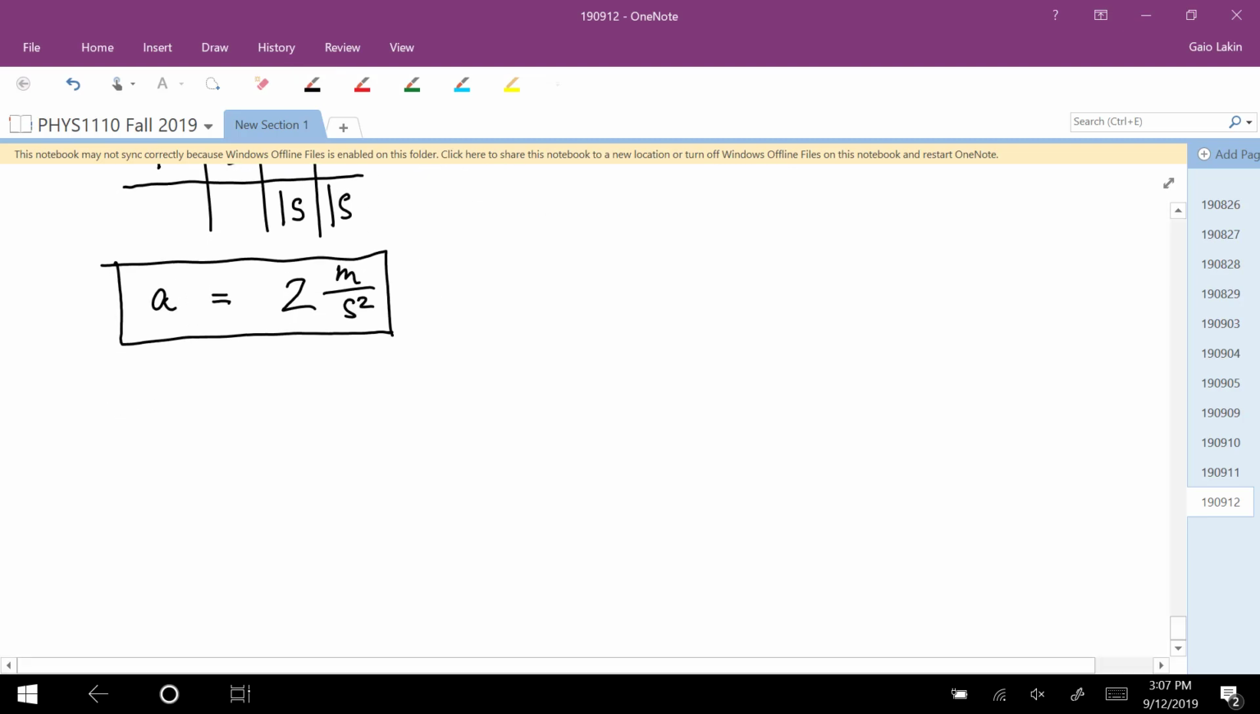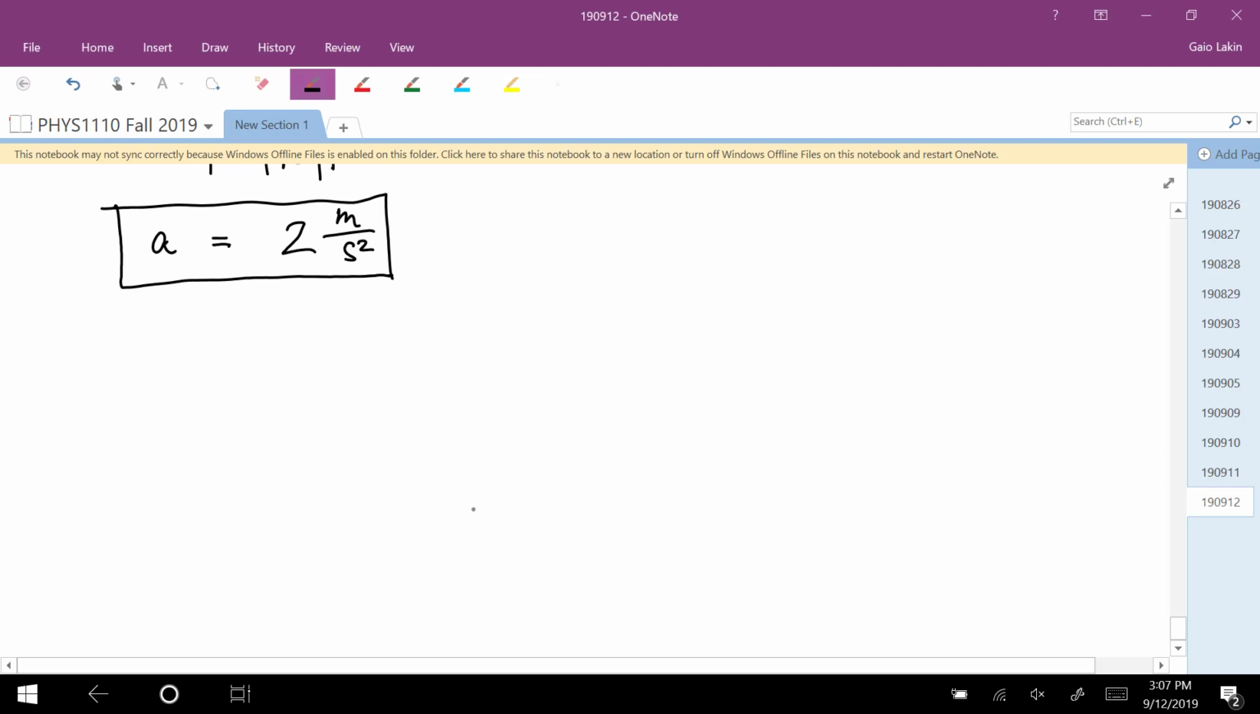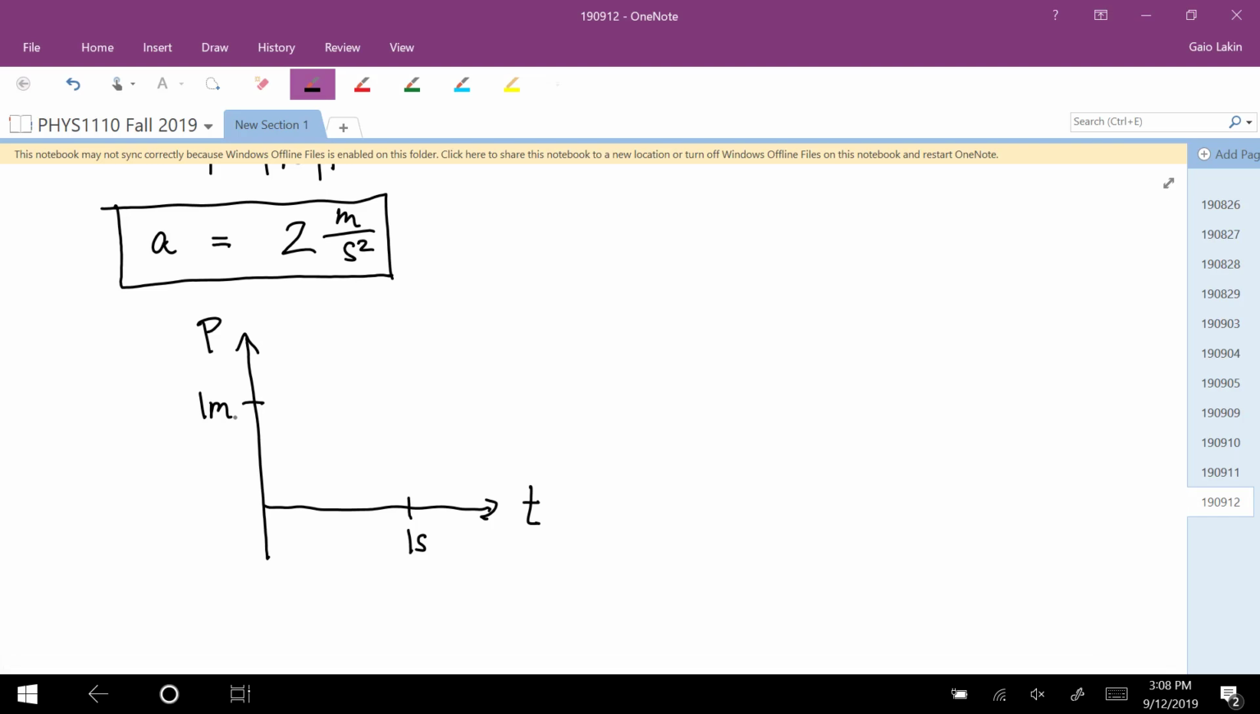Let's plot this out. So here's the position versus time graph. What are the times that matter in this example? 0 and 1 second. What are the positions that matter? 0 and 1 meter, yep. Okay, at time equals 0, what's the position this time? 1 meter, positive 1 meter.